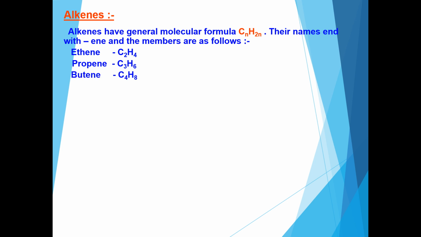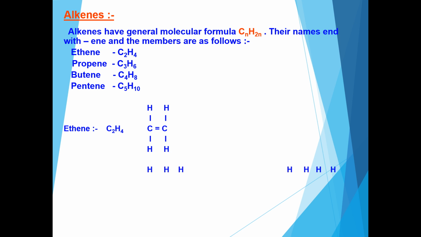With 3 carbons, C3H6, propene; 4 carbons, C4H8, butene; 5 carbons, C5H10, and the name of the compound is pentene, and so on. You can take n value equals to 6 and 7 and so on, and you can construct the whole homologous series of the compound alkene. Now let us look at the structure of ethene. As you can see, students, there is carbon double bond carbon and 2 hydrogens attached to each carbon atom.